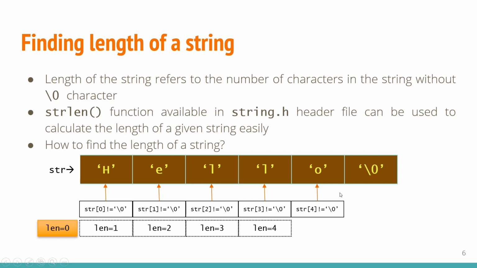Again, compare the next element. Again, it is not equal to backslash 0, so length becomes 5. Next, you compare the last element of this string, which is the fifth index element or sixth position of the string. This time it is equal to backslash 0, so you should stop. So what will be the length of this string? Obviously, the length of the string will be 5. I should stop when I reach backslash 0 and return the counter value available at that moment. Here the counter value is length equal to 5. This is how we find the length of a string.